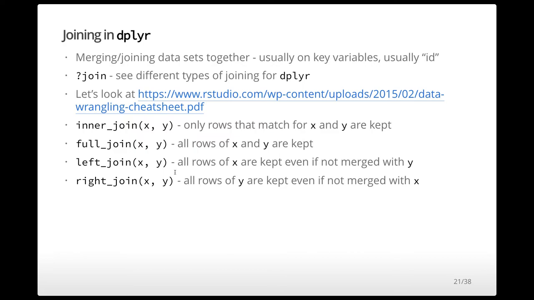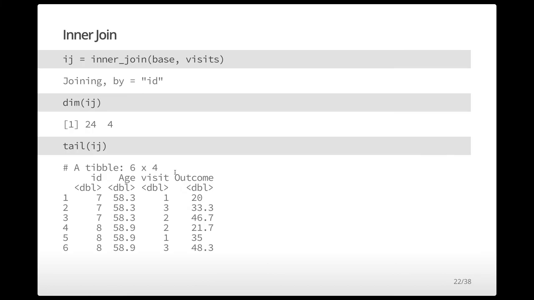Okay. Right join, same idea. You just switch which one is your master data set. Right join Y is the same thing as I talked about with a left join with X. So, here I'm doing an inner join of baseline and visits.